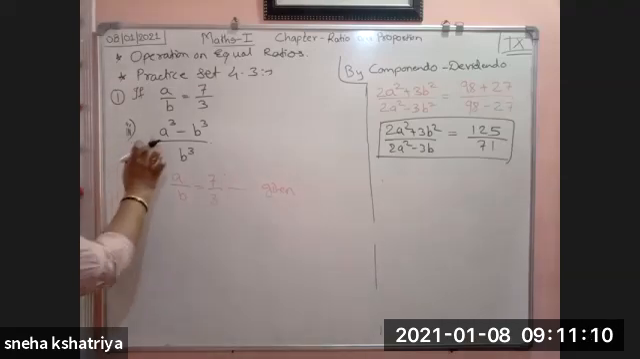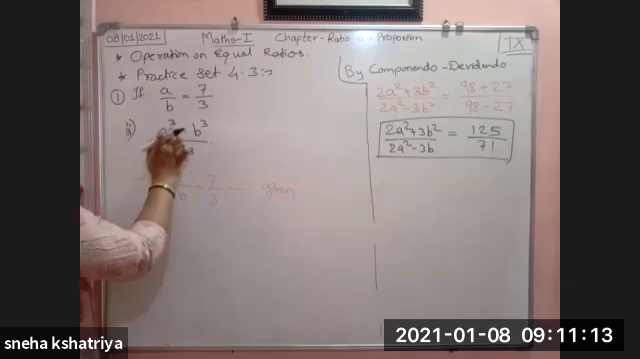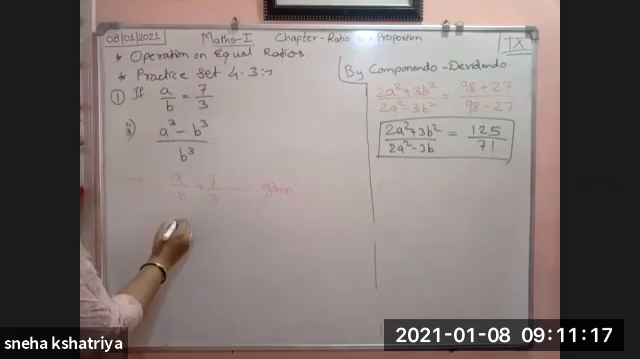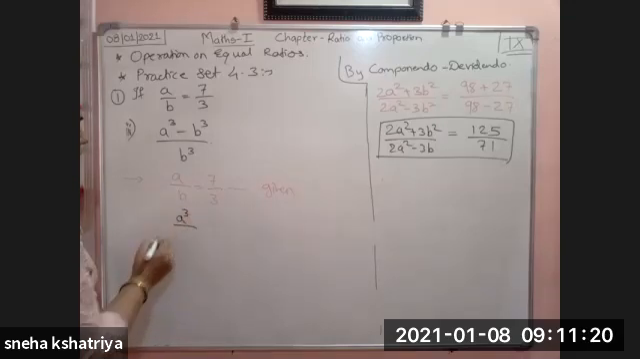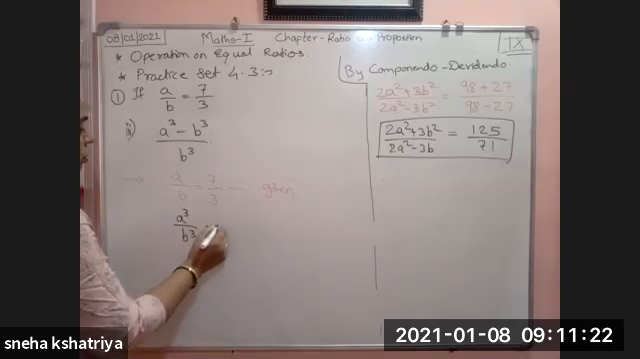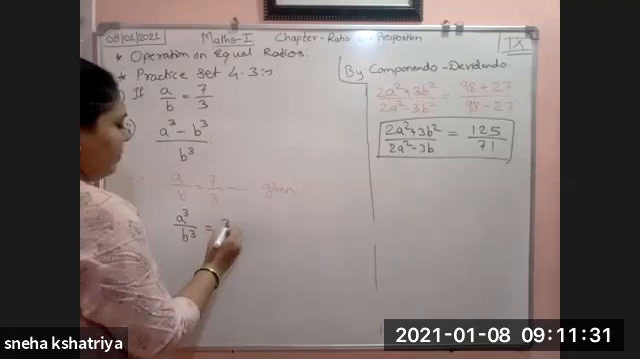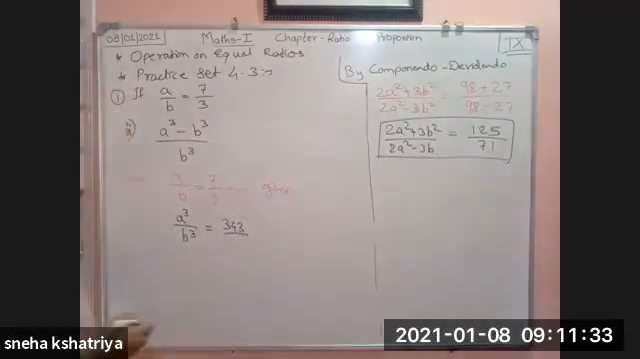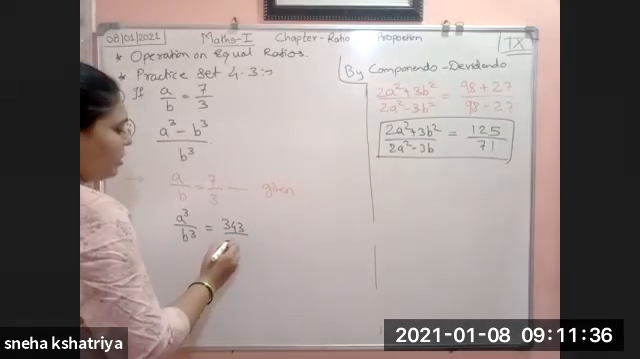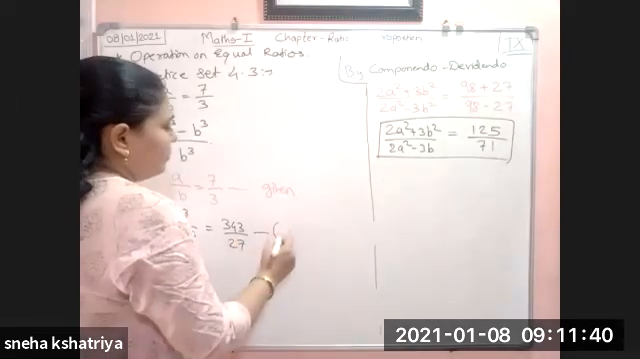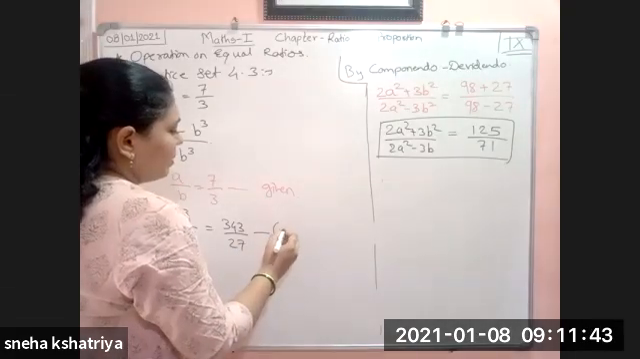So what is the next thing? You have to take the cube, right? Cube is here, a cube and b cube, so you have to take the cube on both sides. After taking the cube, a cube upon b cube is equal to 7 cube, which is 7 sevens are 49, 49 sevens are, I guess, 343. 7 cube is 343 and 3 cube is 27. So here you write taking cube on both sides.